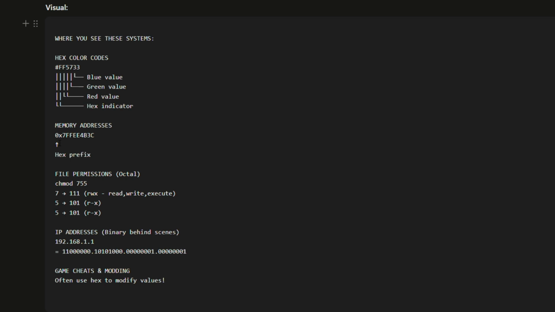So if you practice all of this, it'll really help you understand number systems better, and it might make it easier to convert from one number system to another.